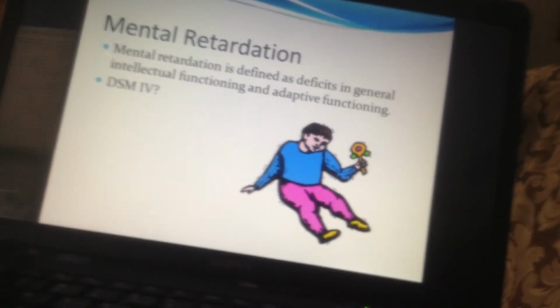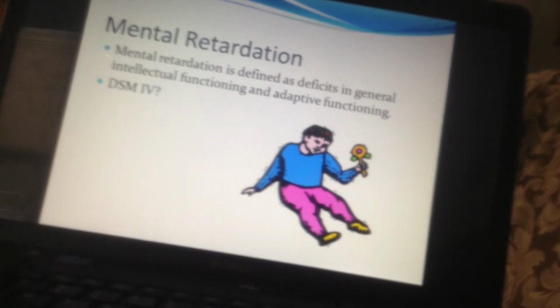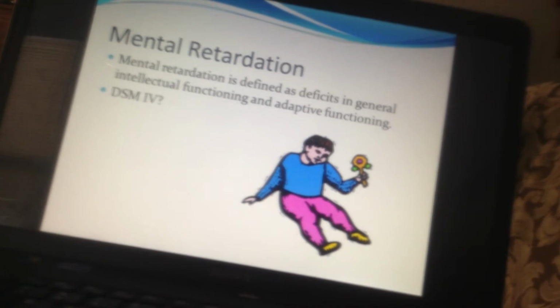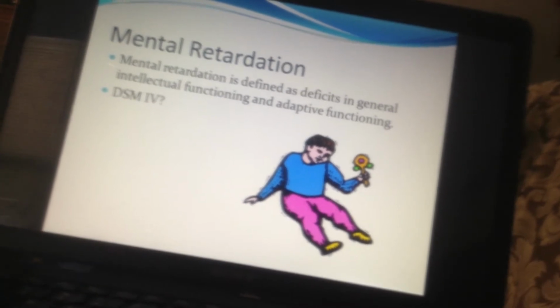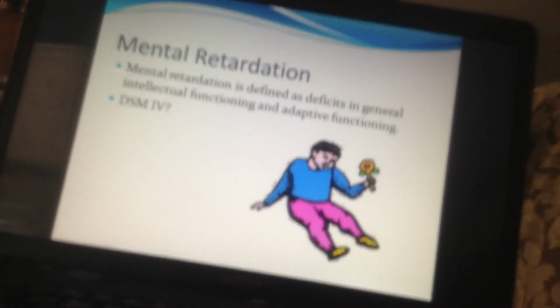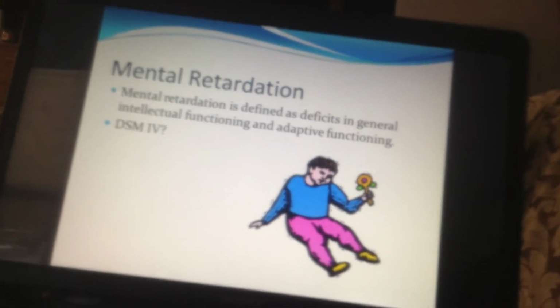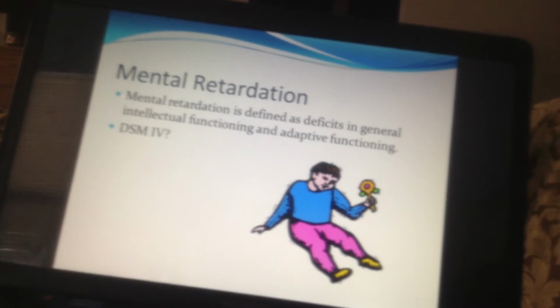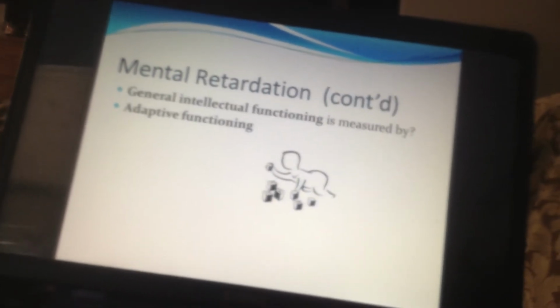Mental retardation is defined as deficits in general intellectual functioning and adaptive functioning. It falls under DSM-4 criteria number 2. So we already talked about the DSM-4 criteria, and I'm not going to go into depth, but you need to know that mental retardation falls under DSM-4 criteria number 2.